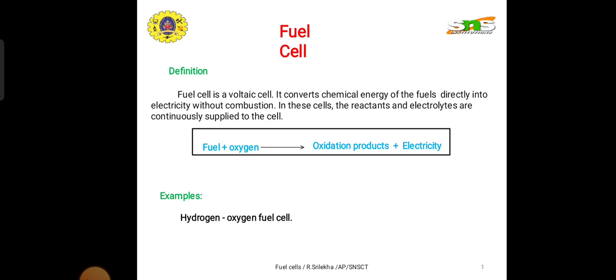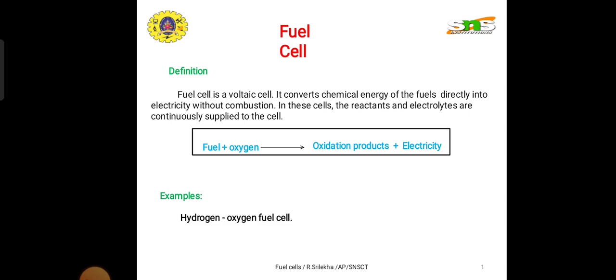Now I am going to talk about the topic of fuel cells. A fuel cell comes under the types of batteries. There are three types of batteries. The first is the primary battery, which is used once and then is dead. For example, the dry cell and the mercury cell. The secondary batteries are rechargeable batteries, which can be used again and again.